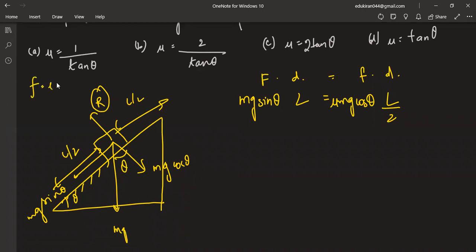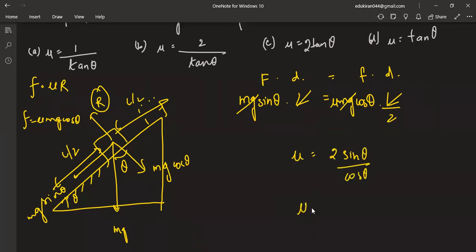How do we write frictional force? Mu N, mu R, and R is mg cos theta. So frictional force is mu mg cos theta. And now this time the frictional force is balancing over the distance when it is halfway. Initially it was mg sin theta into L directly. Now this is mu mg cos theta L by 2. You just have to calculate mu from here. See, mg will get cancelled, L will get cancelled. Mu will be 2 sin theta by cos theta. Mu is equal to 2 tan theta.